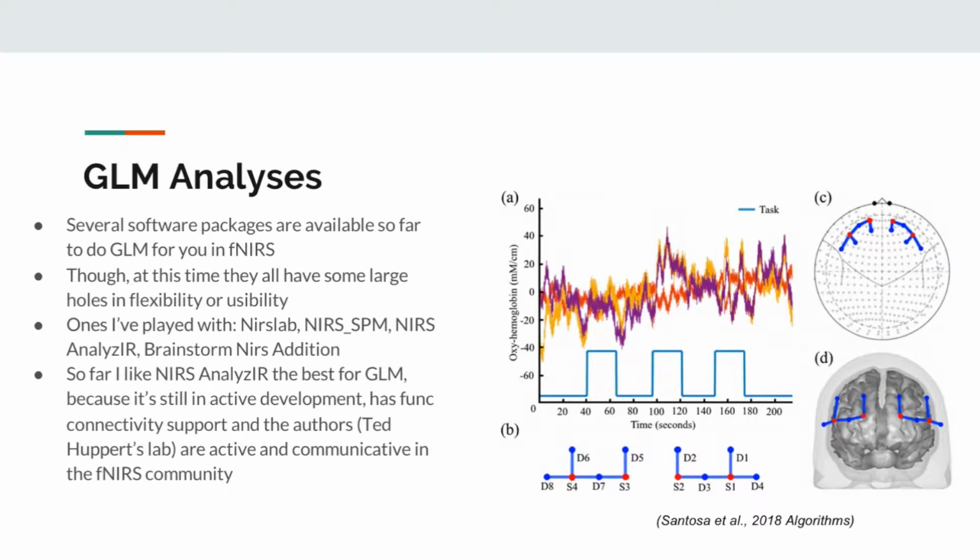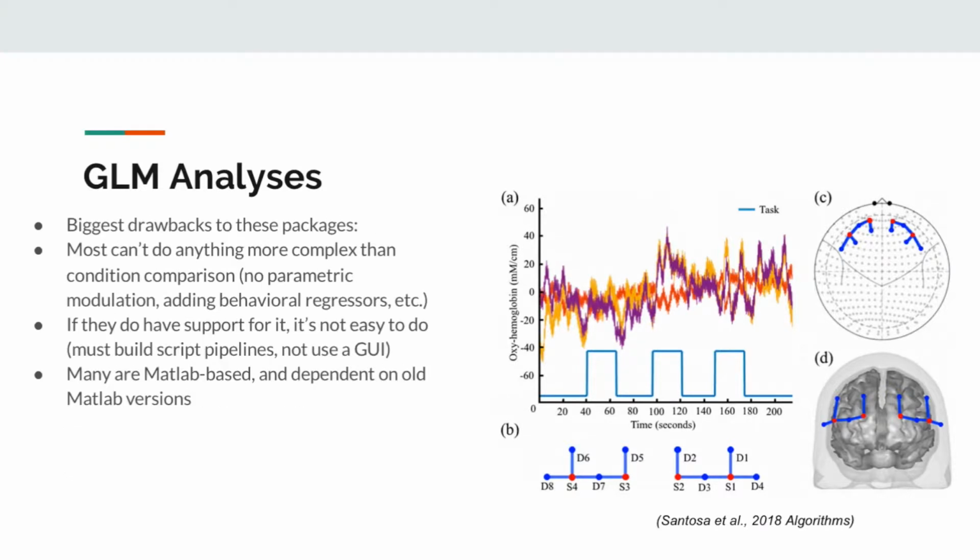So far, I like the NIRS Analyzer the best for general linear modeling because it's still in active development. It has some functional connectivity support, and the authors of Ted Hubbert's lab are active and communicative in the fNIRS community. So where there are things that are kind of confusing in the documentation, or if we find bugs, they're pretty responsive to questions and comments about that.